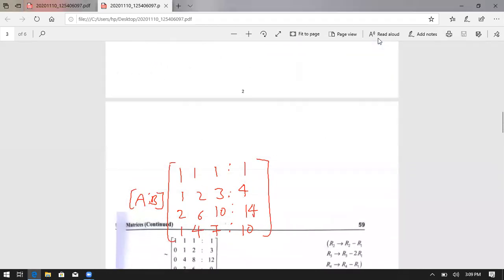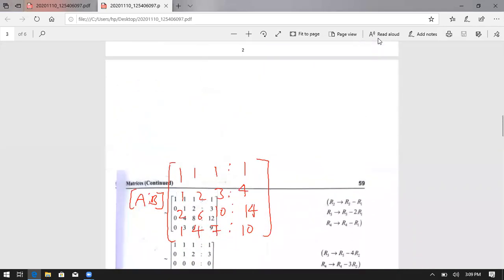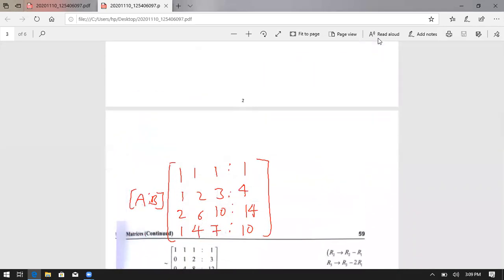See here. Here we take the R2 operation. What is the R2 value? R2 equal to R2 minus R1. R2 is 1 and R1 also is 1, that's why 1 minus 1 is 0. I write here 0. Next element, 2 is there, R2 is 2, 2 minus 1 is 1. Next one, 3 minus 1 is 2. Next final one, 4 minus 1 is 3. I write here 0, 1, 2, and 3.